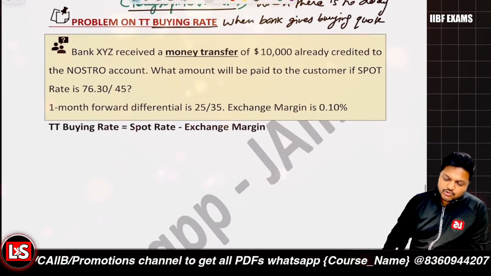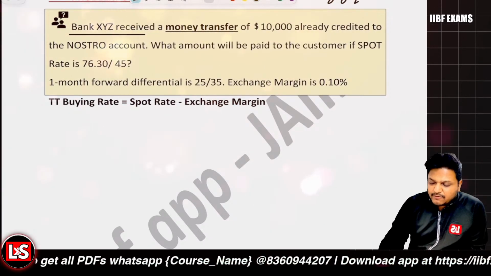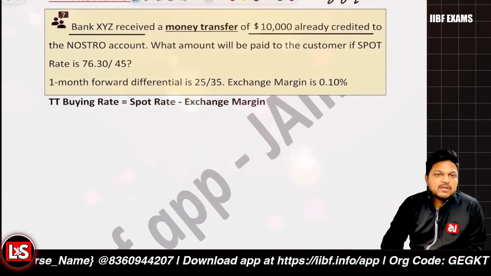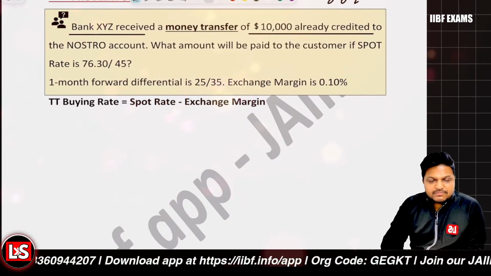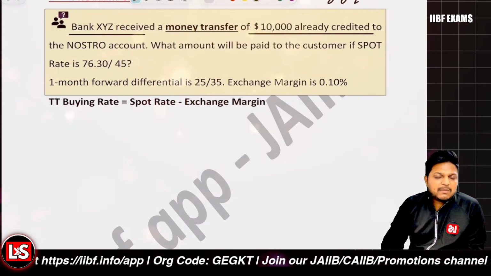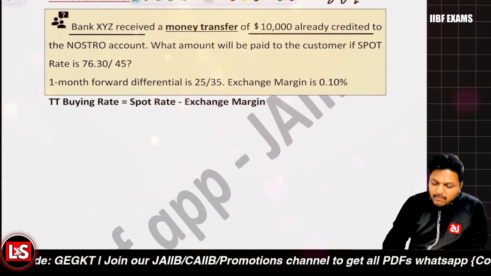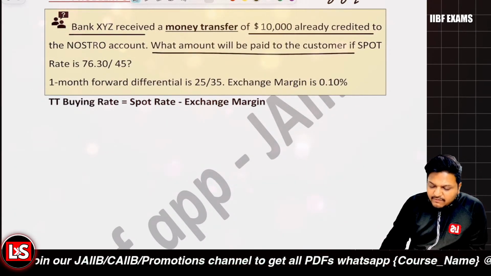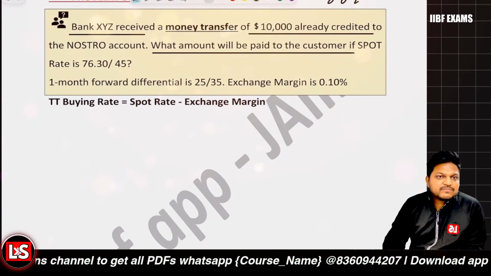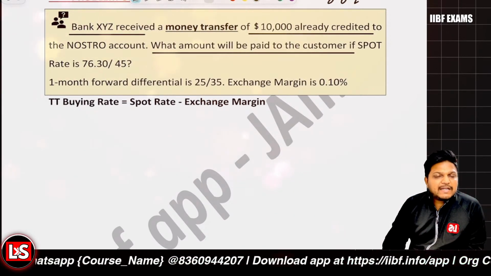Now let's have a look at this question. It says bank XYZ received a money transfer of 10,000 USDs already credited to the Nostro account. The money transfer is received and it clearly says that the amount is already settled. The amount is already credited to the Nostro account. What amount will be paid to the customer if the spot rate is given, 1 month forward differential is given, and exchange margin is given? What rate would be applicable? What particular amount is to be paid, that we get to know.